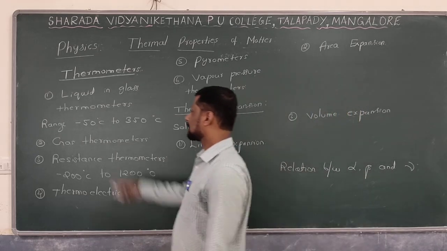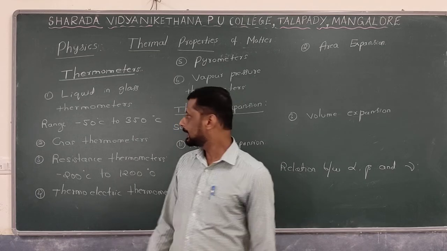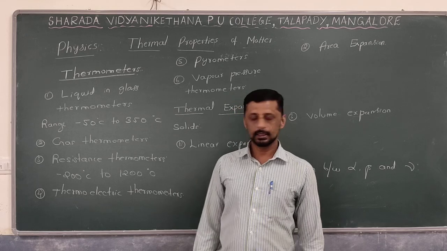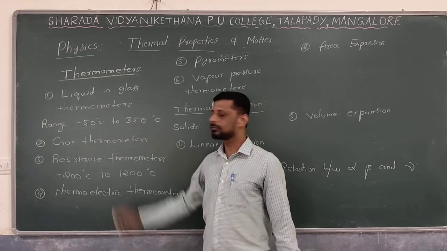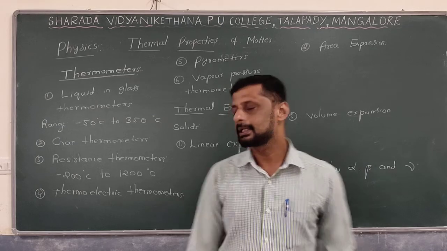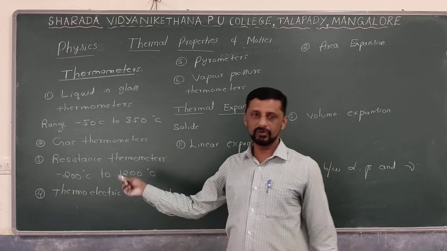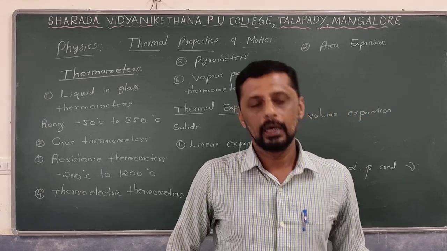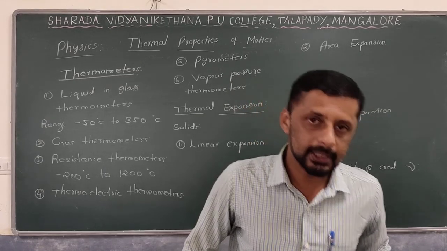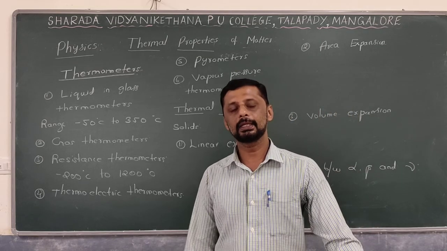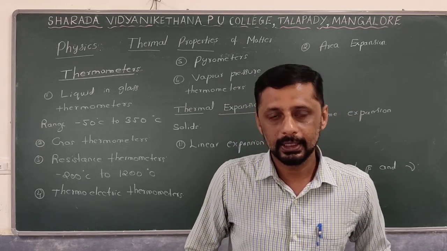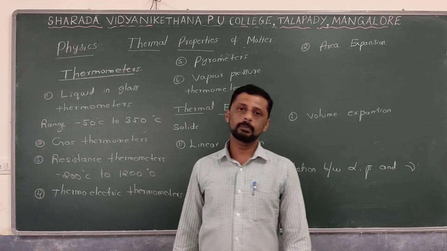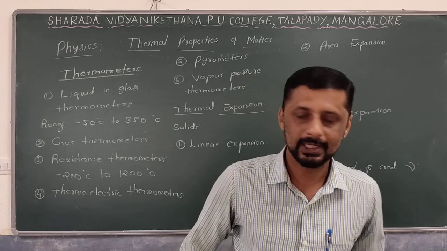That is also called the mercury in glass thermometer. Here mercury is used as the liquid. The range of temperature in this type of thermometer is minus 50 degrees Celsius to 350 degrees Celsius. Next, gas thermometers. Instead of mercury, you can use gas also. Since gas undergoes expansion, there will be a change in pressure as well as volume with respect to the increase in temperature, and hence gas can also be used in thermometers. In case of gas thermometers, there are two types: constant pressure gas thermometers and constant volume gas thermometers.